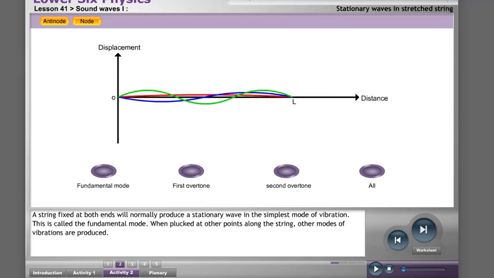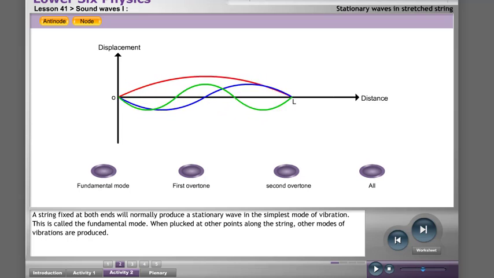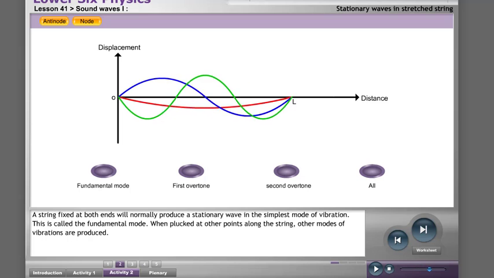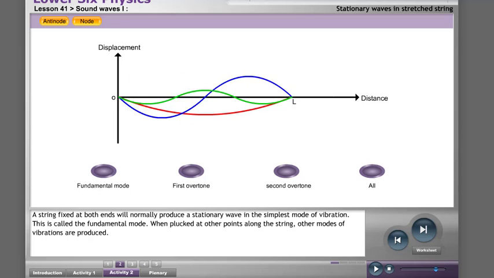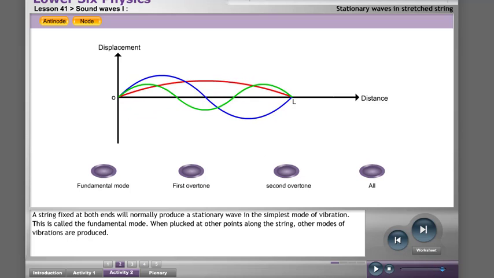A string fixed at both ends will normally produce a stationary wave in the simplest mode of vibration. This is called the fundamental mode. When plucked at other points along the string, other modes of vibrations are produced.